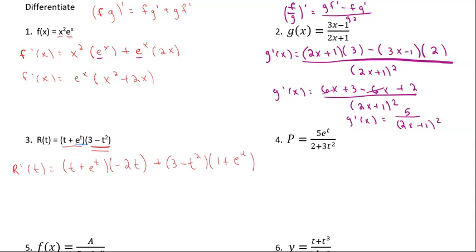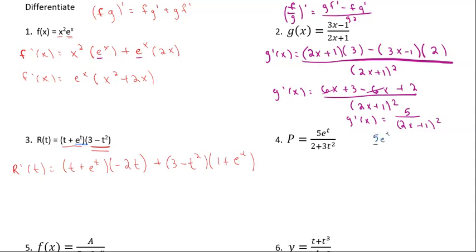Let's try number 4. We have our numerator, 5e to the t, and in our denominator, we have 2 plus 3t to the second. So one thing that I like to do when I am looking at a quotient rule is I like to figure out the derivatives before I try to put it into the formula, because then it's just one less thing to figure out later. So that means that if we're trying to figure out the derivative of the numerator, I want to figure out the derivative of 5e to the t.